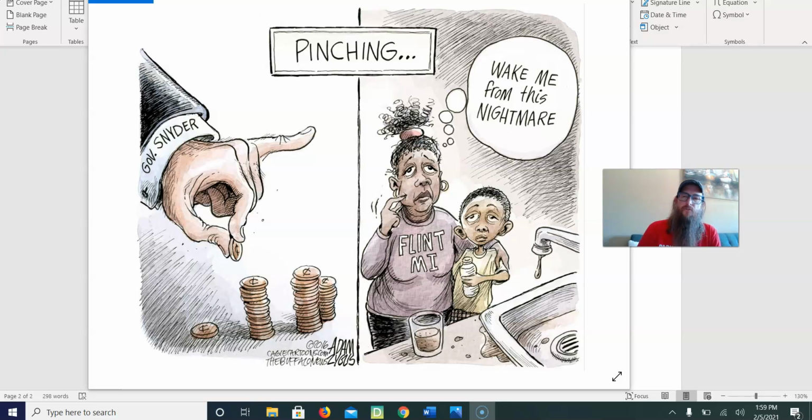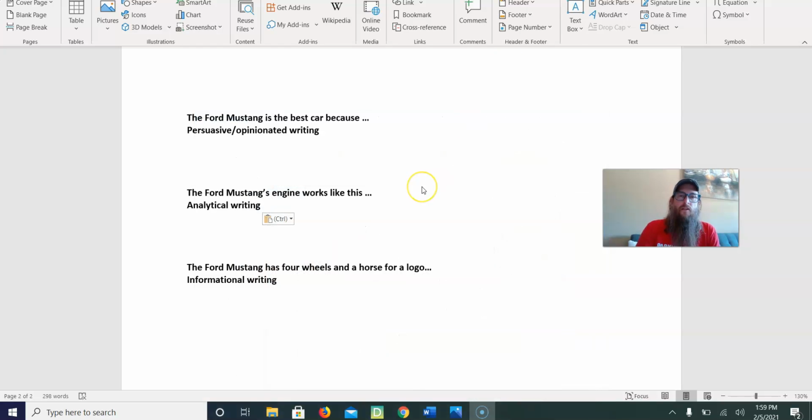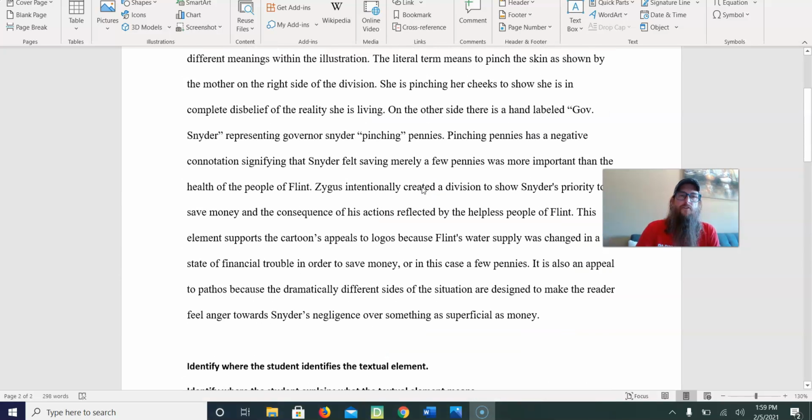It doesn't matter if you agree with the argument that the cartoonist appears to be making here about Snyder, or in the other cartoon where he's in the boat. What matters is if you can explain how that argument is created in the image. Let's look at one student's efforts to do that, shall we?